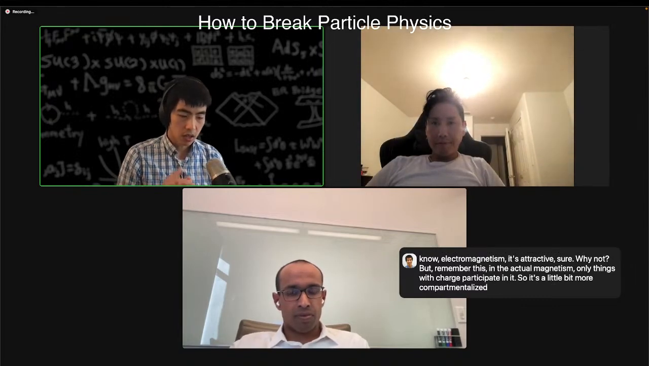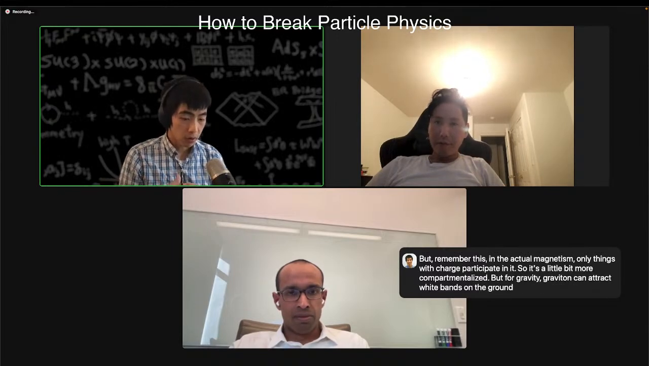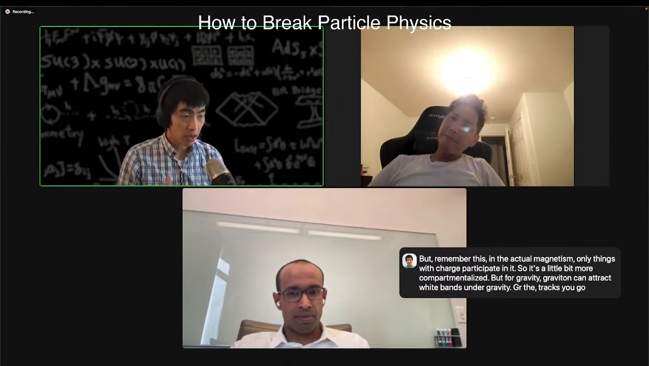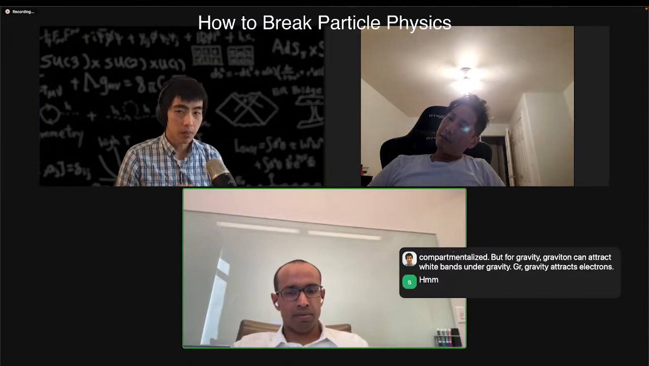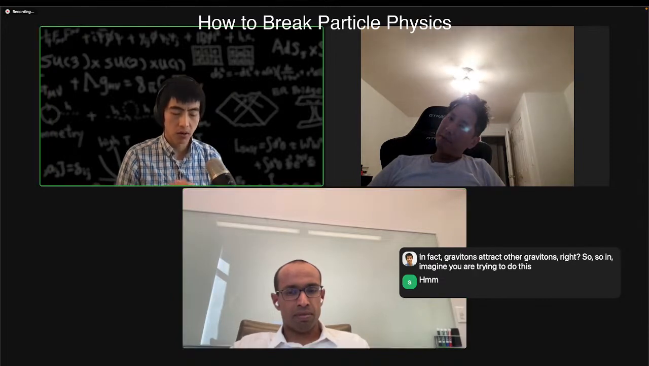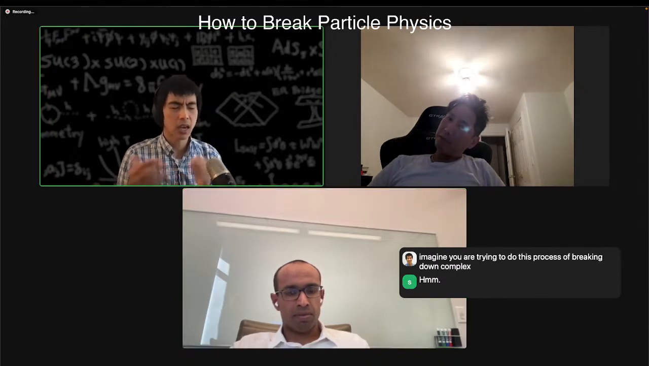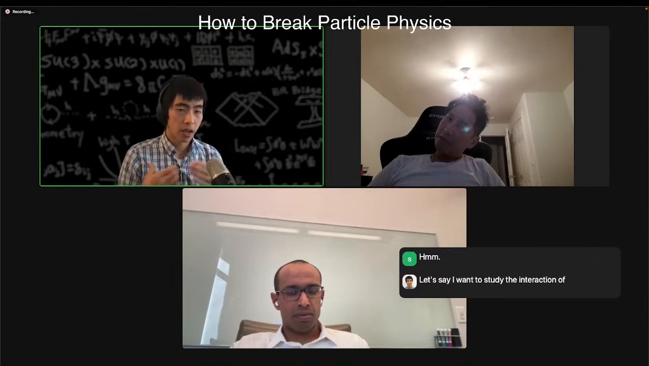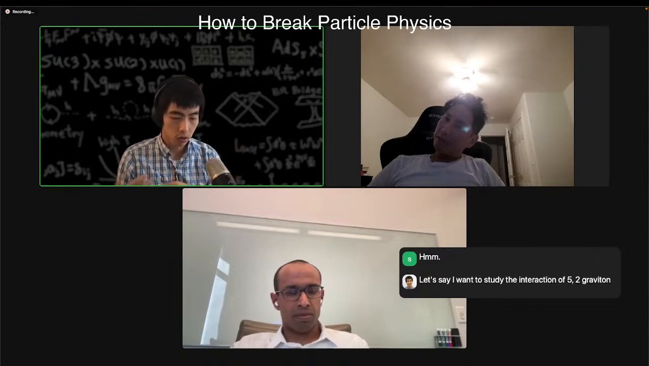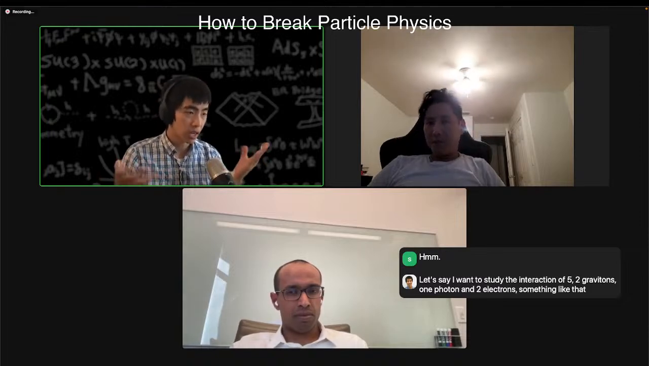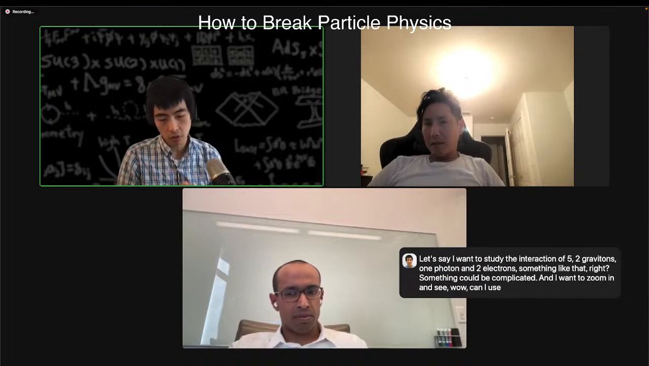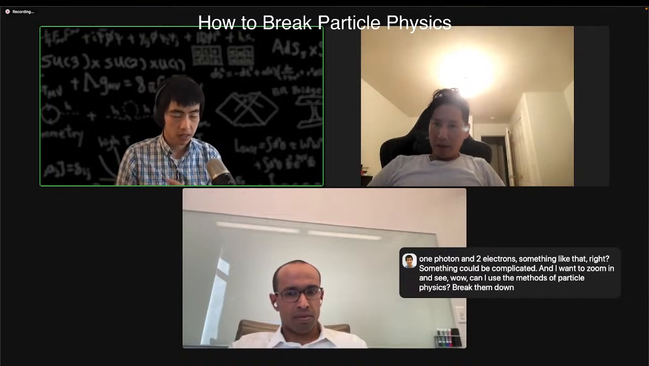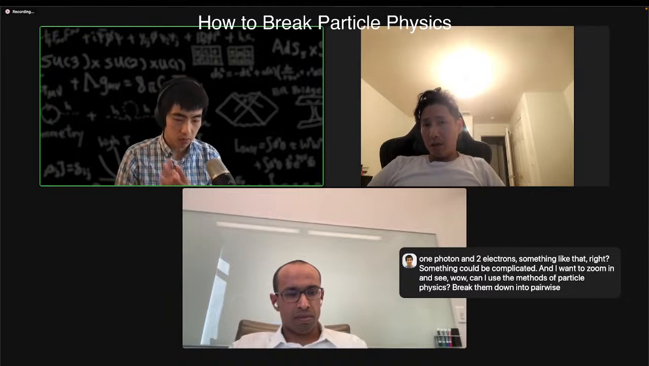So it's a little bit more compartmentalized. But for gravity, the graviton can attract light. Light bends under gravity. Gravity attracts electrons. In fact, gravitons attract other gravitons, right? So imagine you're trying to break down complex interactions. Let's say I want to study the interaction of two gravitons, one photon, and two electrons, something pretty complicated. And I want to zoom in and see, well, can I use the methods of particle physics, break them down into pairwise interactions, and explain it with something simpler?